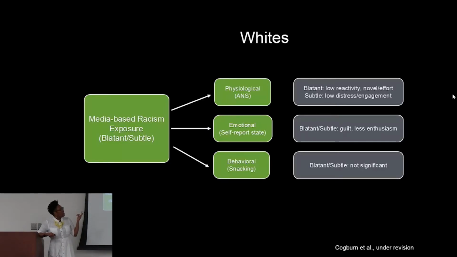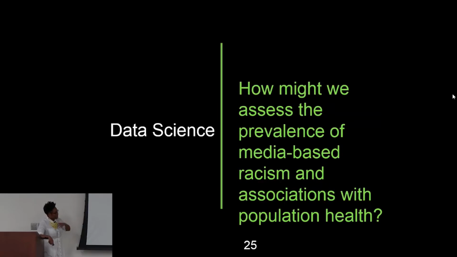Whites in the blatant condition had dysregulated heart rate variability. They weren't modulating their heart rate very well in that condition. In the subtle condition, they just weren't really reacting, so they were registering it as low distress or not really engaged at all. In the emotional responses, whites in both the racial conditions reported more guilt and less enthusiasm. And with the behavioral outcome, we didn't see a difference in their snacking across any of the conditions. So there's that study.